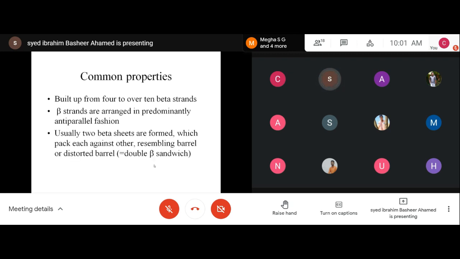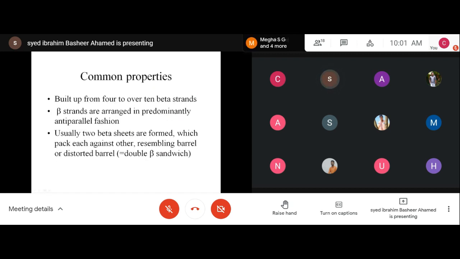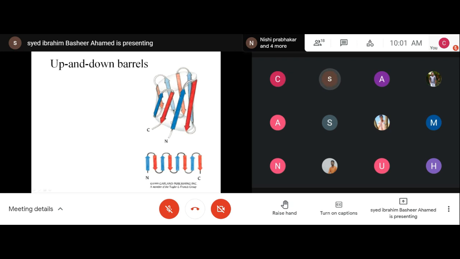So beta strands are arranged mostly in an anti-parallel fashion. There are usually two beta sheets which pack against each other, resembling a barrel or distorted barrel. So here you can see two beta sheets are formed, which pack against each other, which will make a barrel kind of structure.